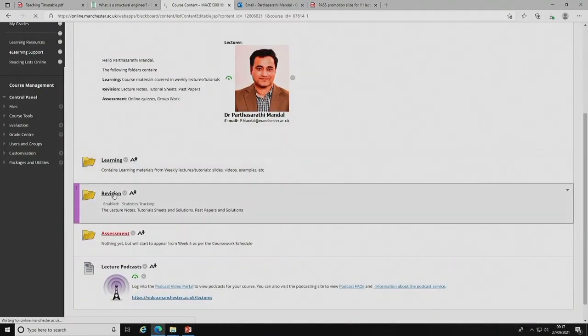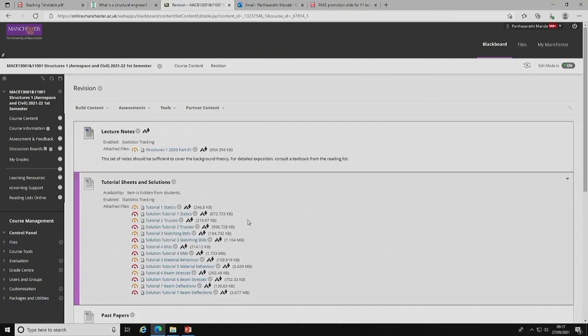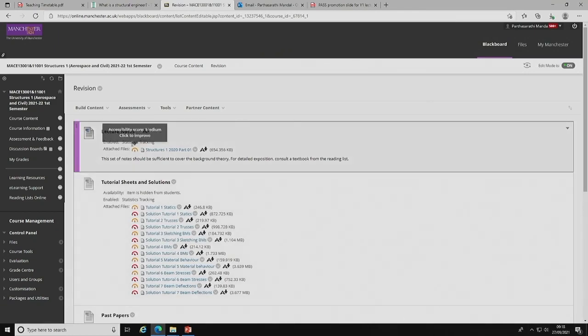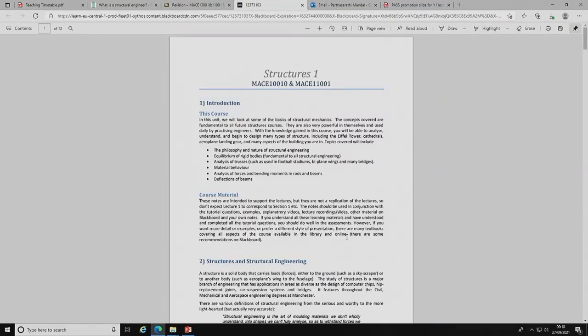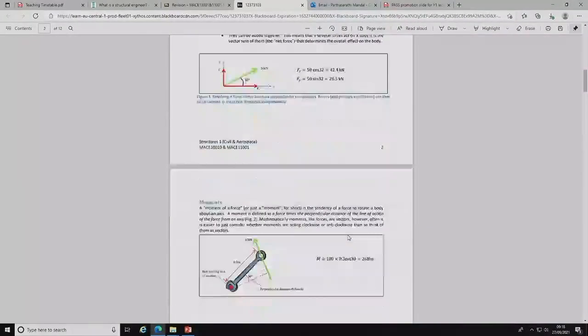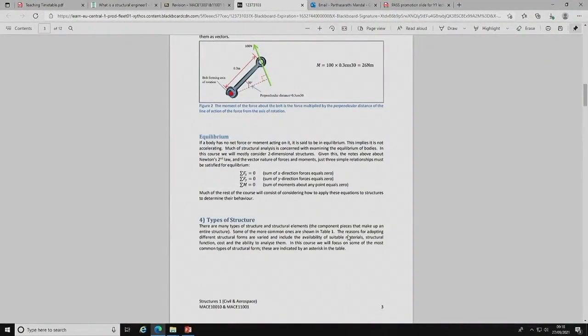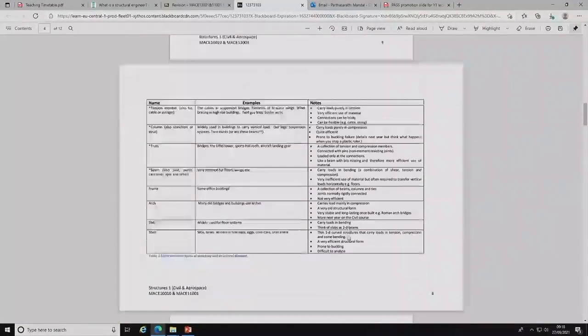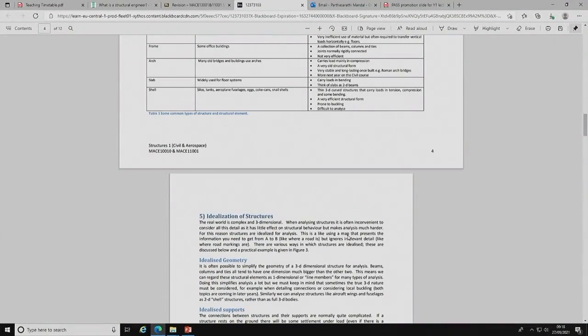Then there is something called a revision folder. Of course, you cannot see all of it now, but what you'll see are the lecture notes. The lecture notes could be something like, I feel this is what you need to study now. These are sort of background notes, and the material will be covered through other means as well, through the slides, through examples, etc.